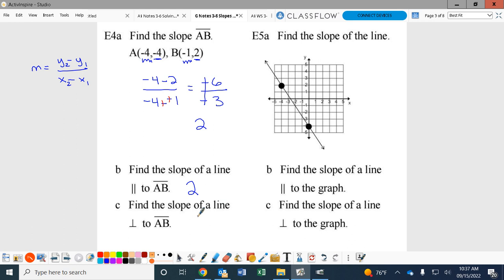Whoa, negative 1 over 2. You got to get the negative because it was originally positive. Alright?